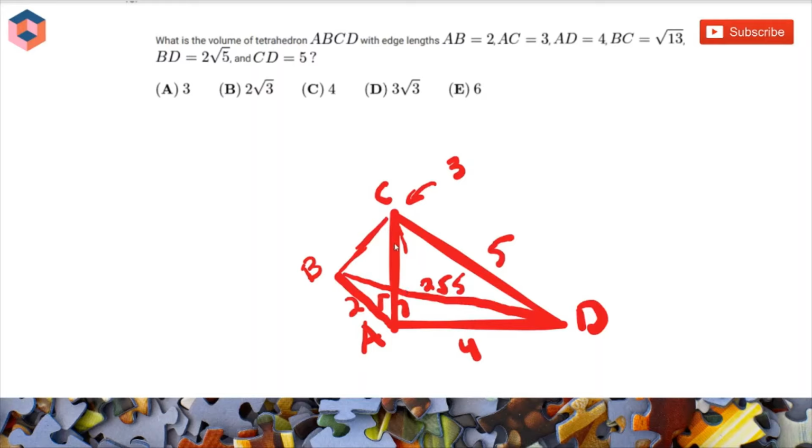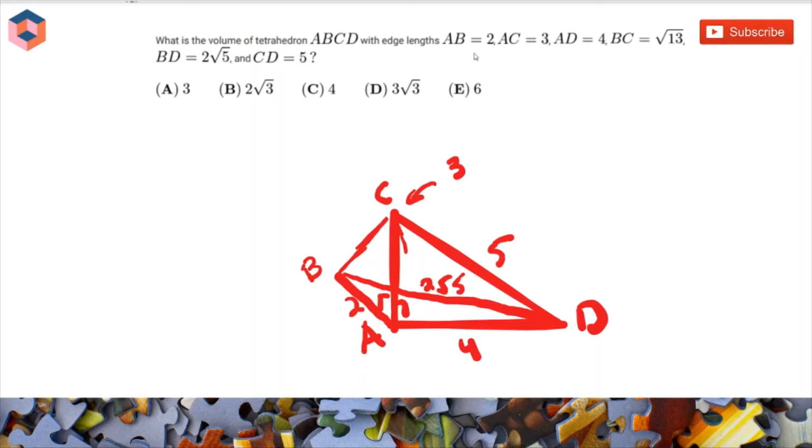But one thing that you must notice is that we notice some Pythagorean triples, or more specifically, triples where two of the numbers, when we square them and add them up, we get the third number squared, which means that it might be a right triangle. For example, AC, AD, and CD, 3, 4, and 5. That's one of the most famous Pythagorean triples, because 3 squared plus 4 squared equals 5 squared. So that is a right triangle.